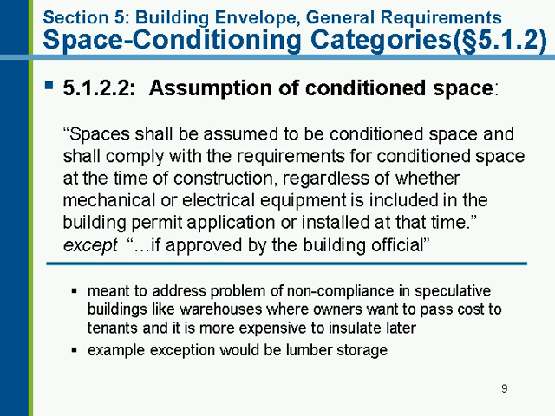To go further along this point, there's discussion in 5.1.2.2 about an assumption of conditioned spaces. So spaces shall be assumed to be conditioned and shall comply with requirements for conditioned space at the time of construction, regardless of whether mechanical or electrical equipment is installed at the building or included in the building permit application at that time. So the key point here is if you submit a building permit and it's only for the shell of the building, that does not mean you're exempt from the insulation or the window requirements. You still have to comply with those.